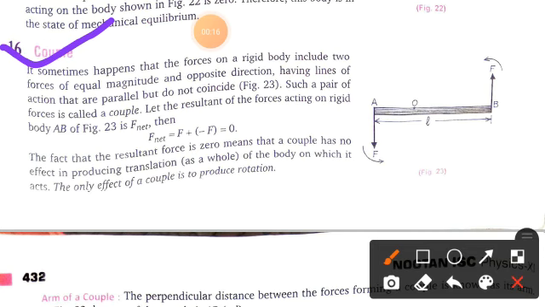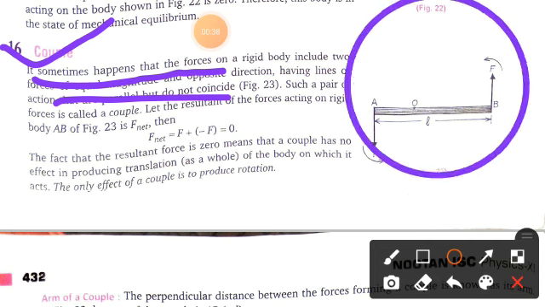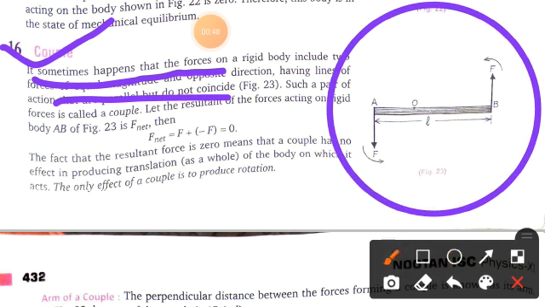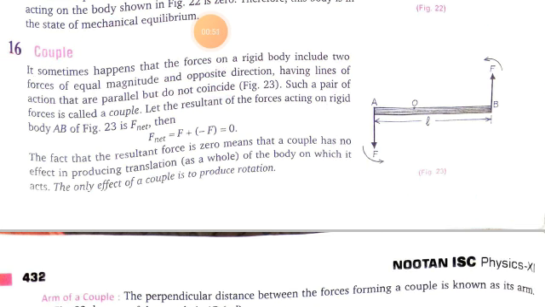So sometimes it happens that the force on a rigid body includes two forces of equal and opposite direction. You had already read about couples in your high school standard, because there is a separate chapter for this couple. Fine. So having lines of action that are parallel but do not coincide, this is figure number 23. This is showing the equal and opposite direction forces. You can see here one force is clockwise and one is anti-clockwise. So such a pair of forces is called a couple.